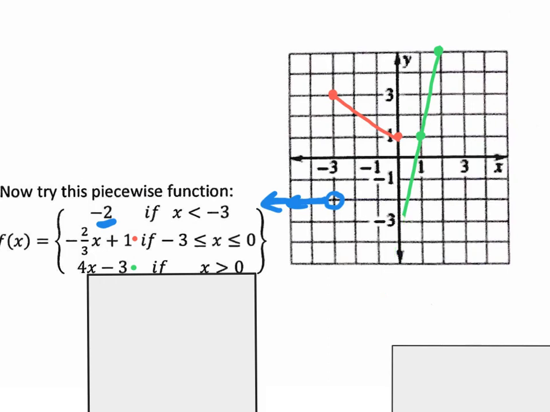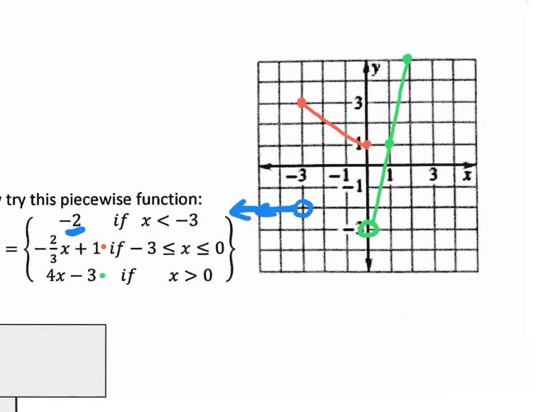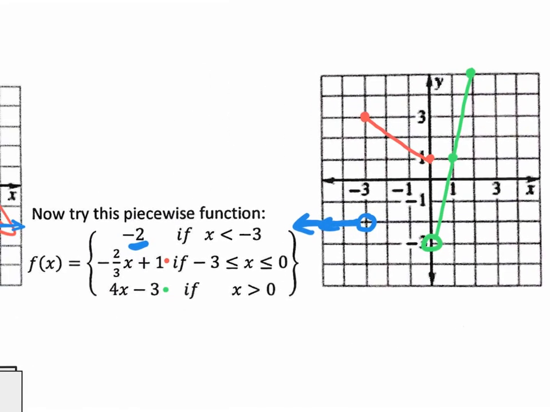Put an open dot right there, and we're good. We have graphed the piecewise function. I don't know, what do you think? Is that a little easier, more understandable than yesterday? Yes. I hope so.